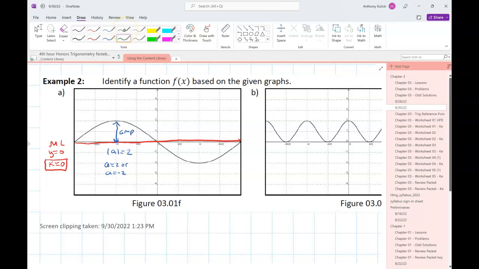Everybody okay there? Are we doing so far so good? The pace is appropriate. I haven't done anything to confuse you yet.